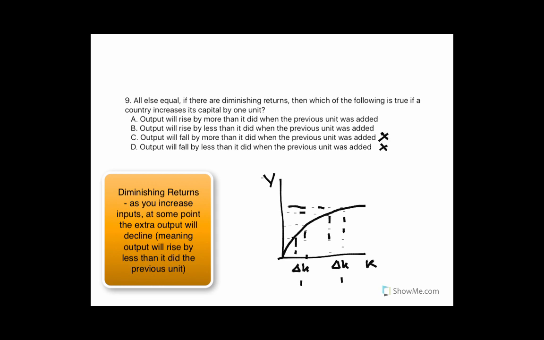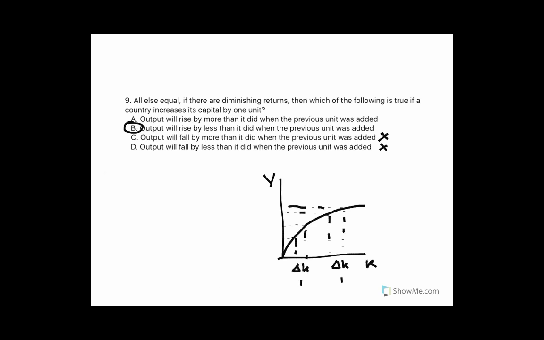If you increase your capital, you're still going to get more output. It's just going to go up by less than it did for the previous unit because of this diminishing returns property, right? So if the first answer were true, then we would have increasing returns, which would look something like this. But that's not what we assume about the production function.